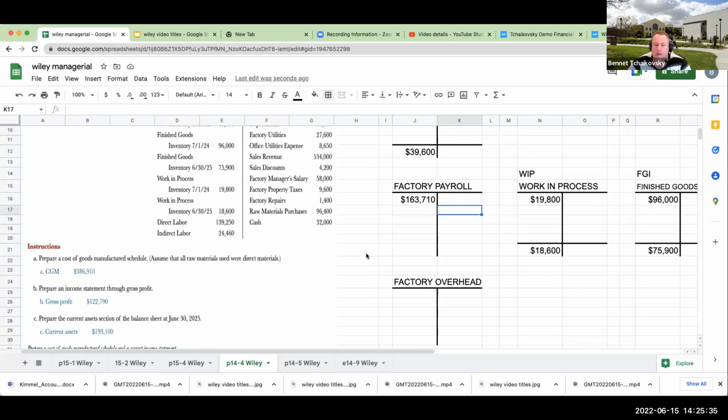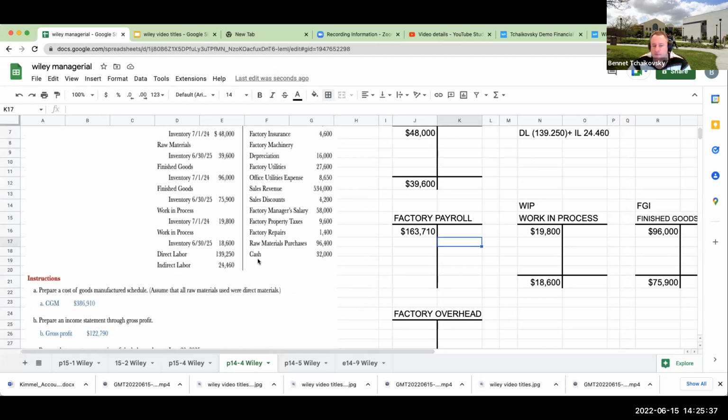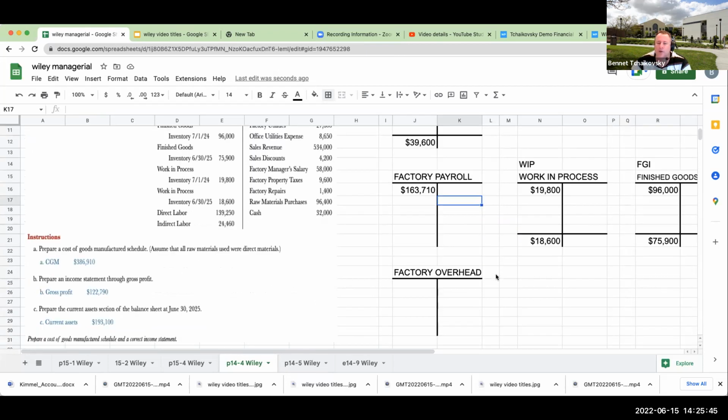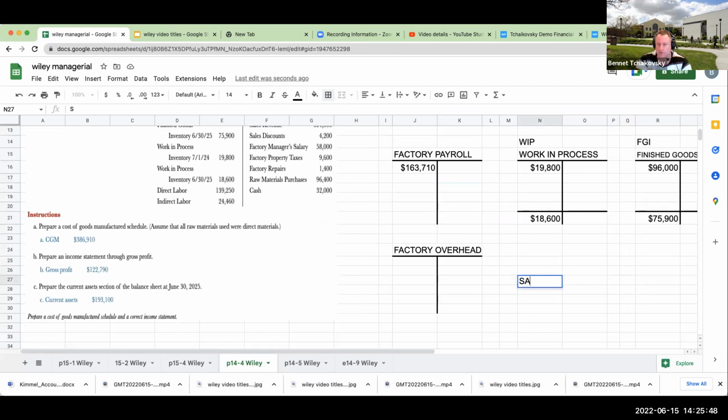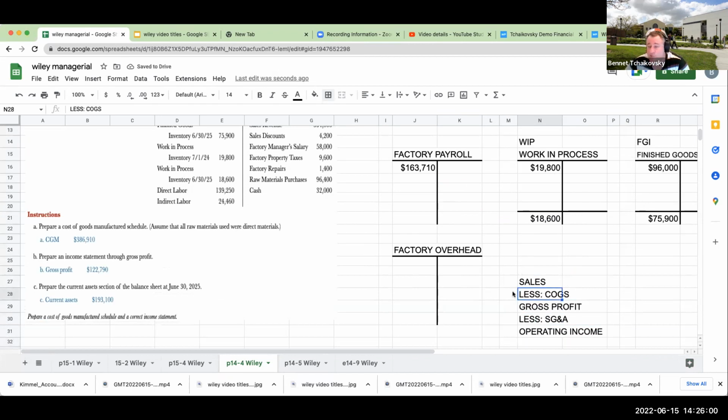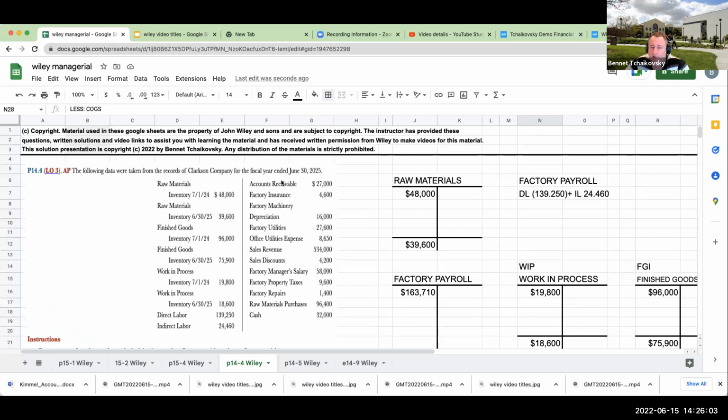Let's go ahead and put in the rest of the different items. We've got accounts receivable. Does accounts receivable go here? The answer is absolutely not. That is a balance sheet account. Remember, what we're trying to do is take our sales less our cost of goods sold, which is our gross profit, less SG&A, which gives us our operating income. Over here, we're trying to determine cost of goods sold, and accounts receivable is a balance sheet item.